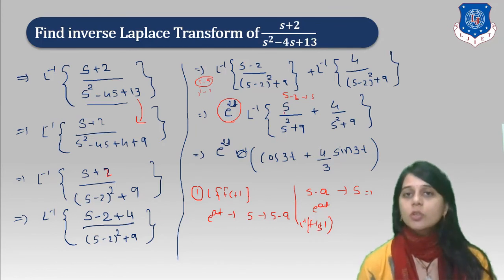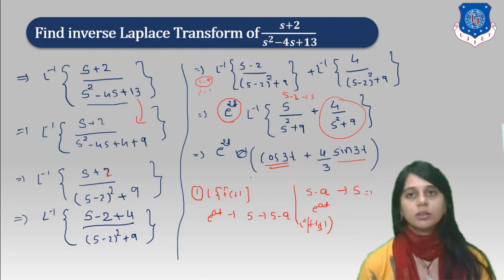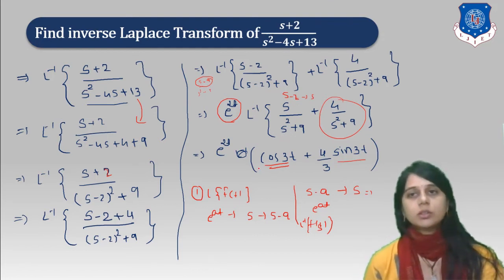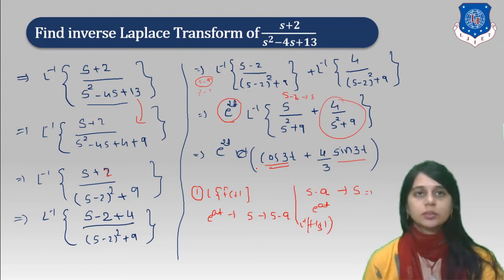Now, the inverse of s upon s square plus 9 is cos 3t, and the inverse of 4 upon s square plus 9 is 4 by 3 sin 3t. So this is the answer.